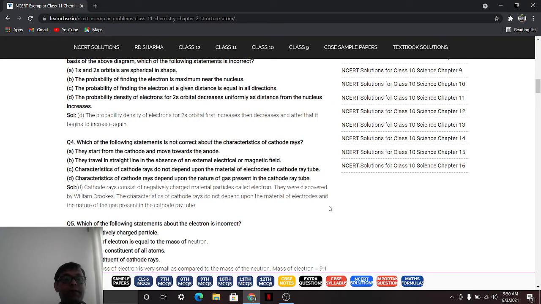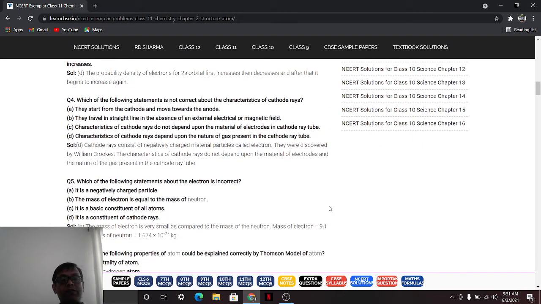Which of the following statements about the electron is incorrect? It is a negatively charged particle. Correct. The mass of electron is equal to the mass of neutron. That is the wrong statement. The mass of electron is very small compared to the mass of the neutron, negligible. The mass of electron is 9.1 into 10 to the power of minus 31 kg. Mass of neutron is 1.674 into 10 to the power of minus 27 kg. It is very, very negligible. Therefore, option B is incorrect.